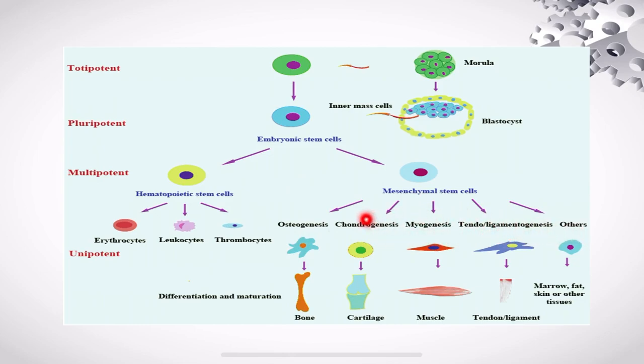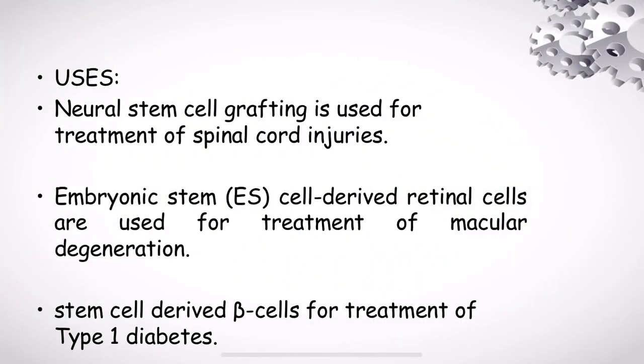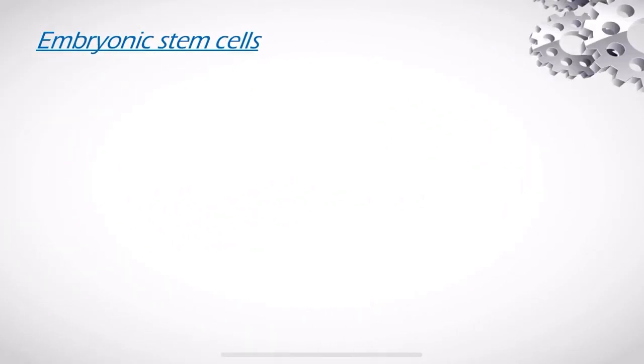tendoligamentogenesis and others which undergo differentiation and maturation to give rise to bone, cartilage, muscle, tendon or ligament, marrow, fat, skin or other tissues. Uses: neural stem cell grafting is used for treatment in spinal cord injuries. Embryonic stem cell derived retinal cells are used for treatment of macular degeneration. Stem cell derived beta cells for treatment of type 1 diabetes.